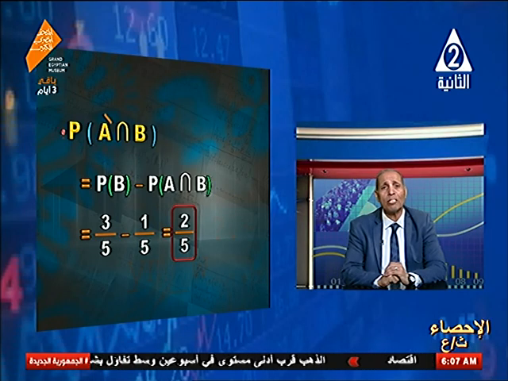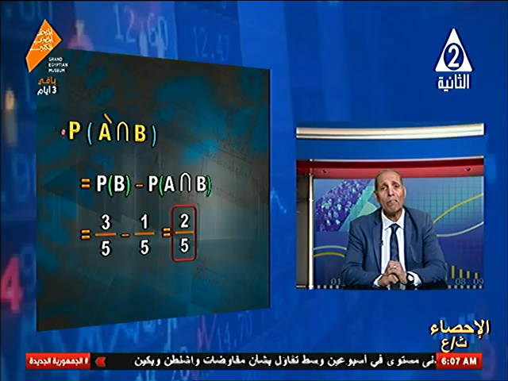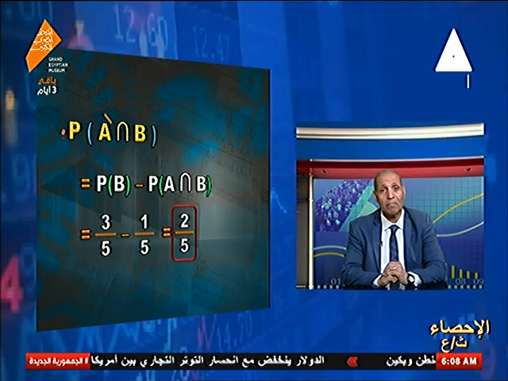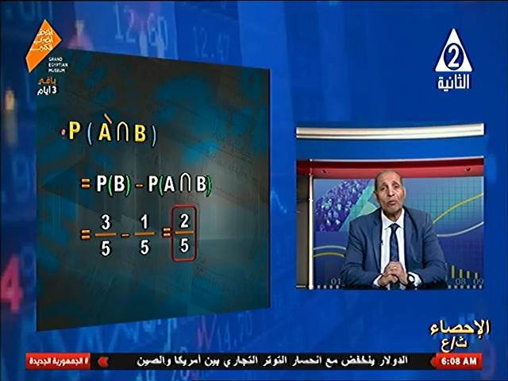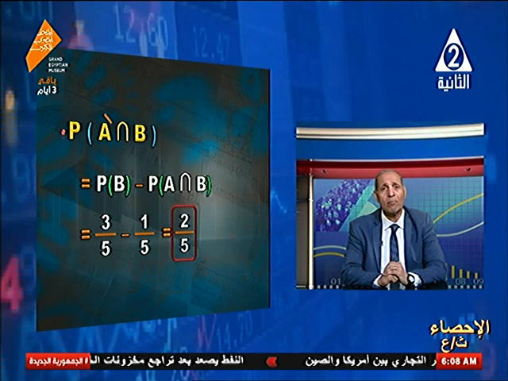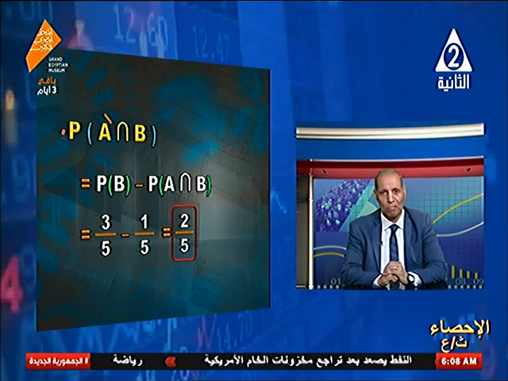What is the probability of the complement of success? What is the meaning of the probability of the complement of success? What is the complement of success, my dear student? Failure. Then the probability of failure, or probability of A complement, equals 1 minus 3/5, which equals 2/5.